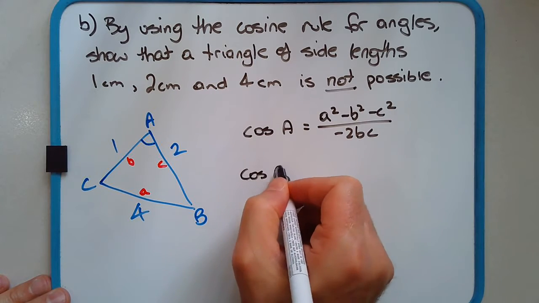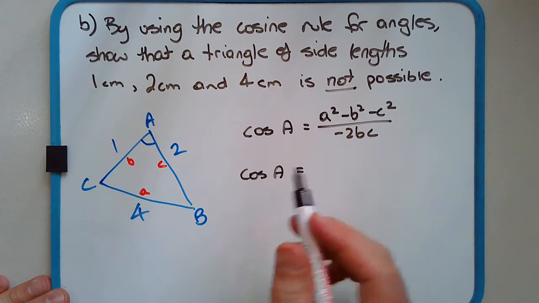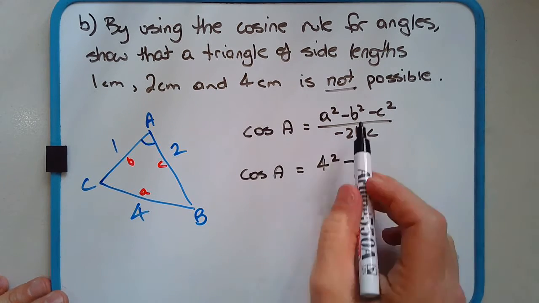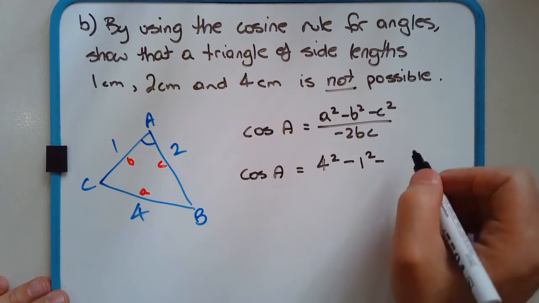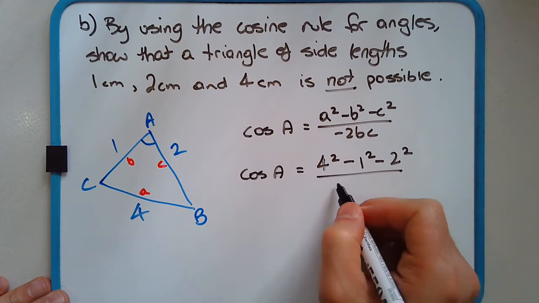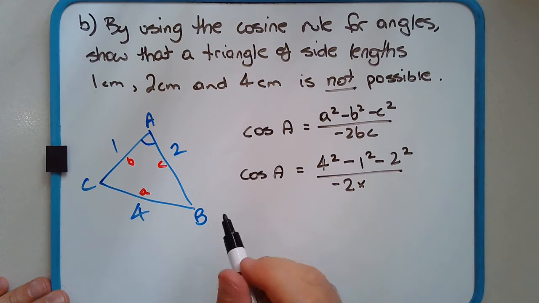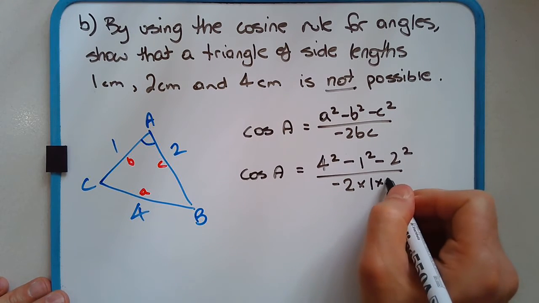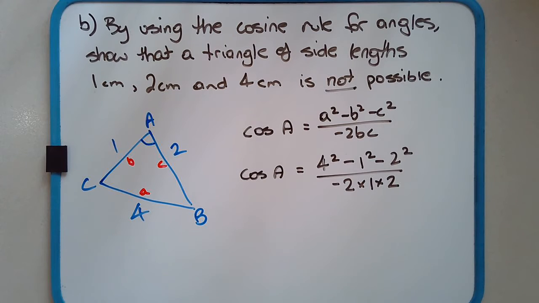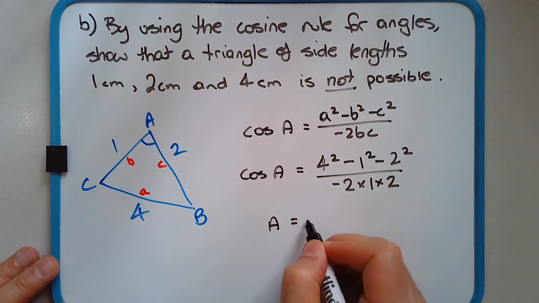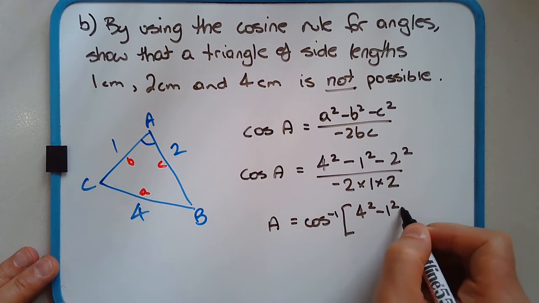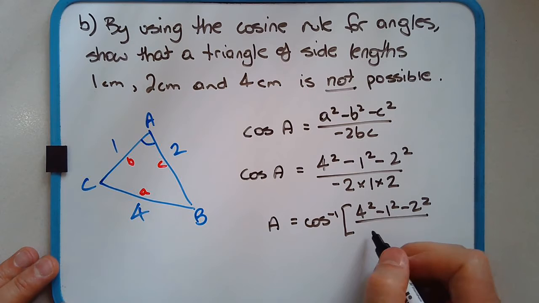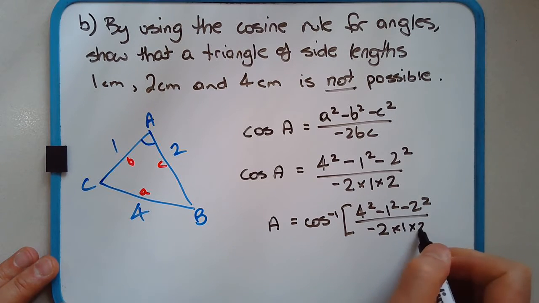Cos of A, let's substitute in the known values. A is 4 squared minus B squared, 1 squared, minus C squared, 2 squared, over negative 2BC, negative 2 times 1 times 2. And let's see what's going to happen now. A is equal to inverse cos of 4 squared minus 1 squared minus 2 squared over negative 2 times 1 times 2.